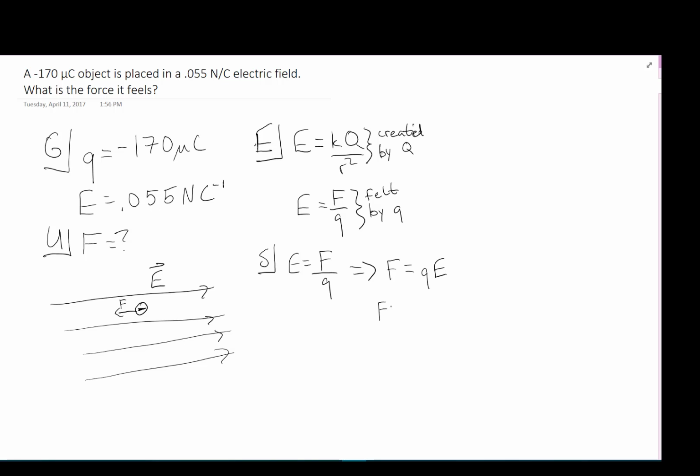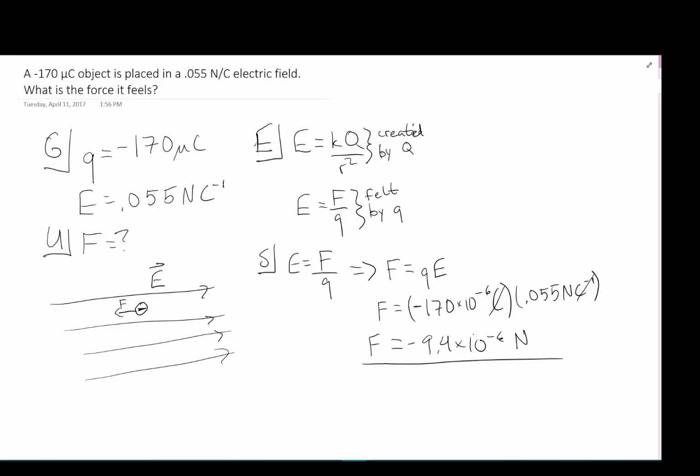We plug in our numbers, we get F equals negative 170 microcoulombs, negative 170 times 10 to the minus 6 coulombs, times our electric field, 0.055 newtons per coulomb. That gives us a final force that's going to be a negative number, and let's check what it is. Minus 170 times 10 to the minus 6, I have to plug it into a calculator, times 0.055 newtons per coulomb gives us negative 9.4 times 10 to the minus 6. Coulombs cancel, we're left with newtons.